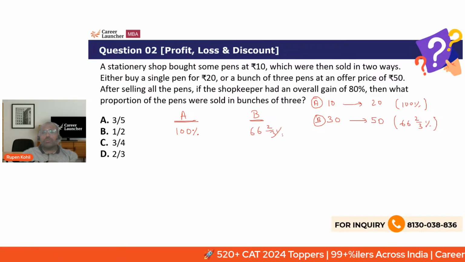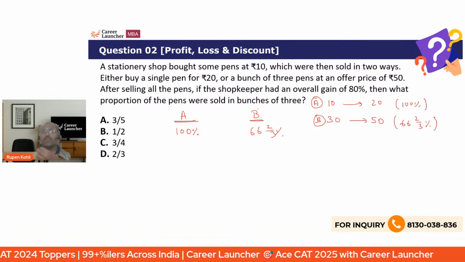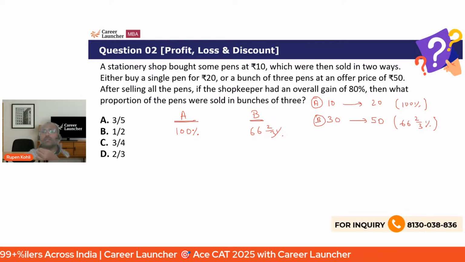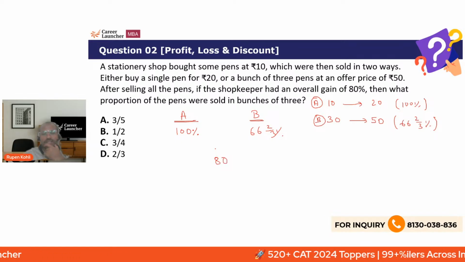So therefore call that as bunch B. We are trying to find therefore what proportion of pens were sold in bunches of 3, which means that this bunch B is what proportion of the total number of pens A and B taken together. So now coming back to the fact that we can use the allegation principle over here. So this 80 overall gain is the weighted average.